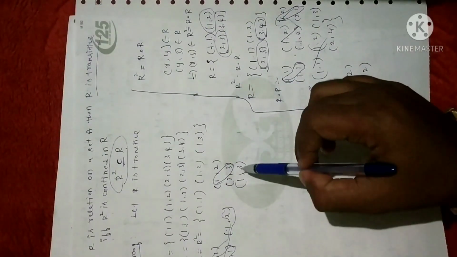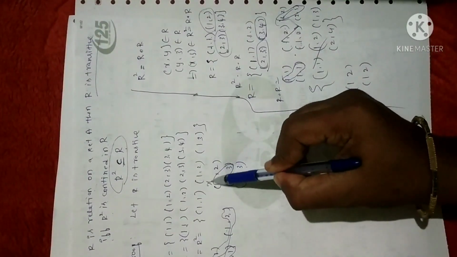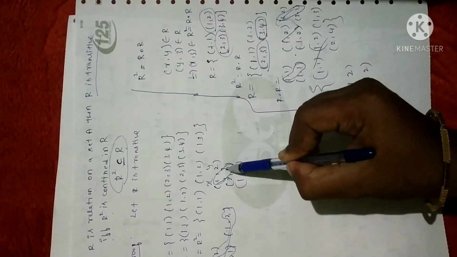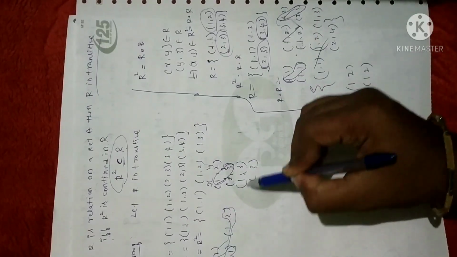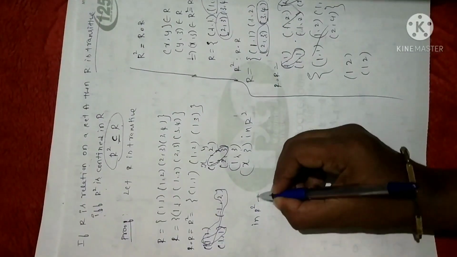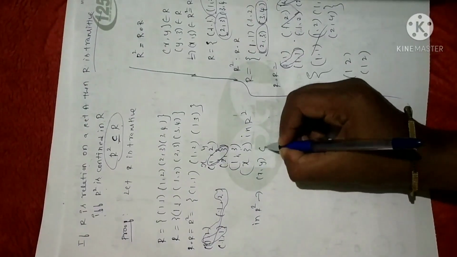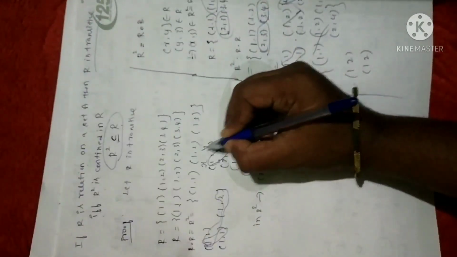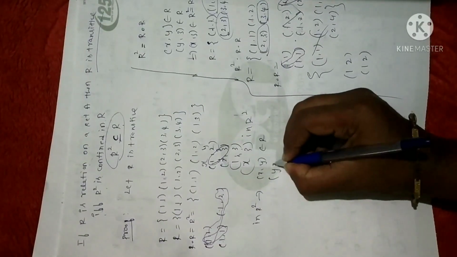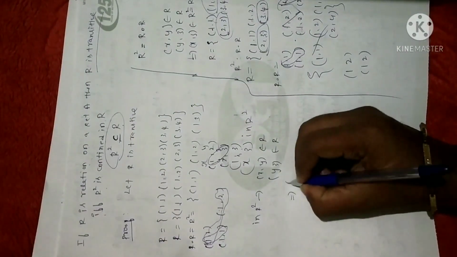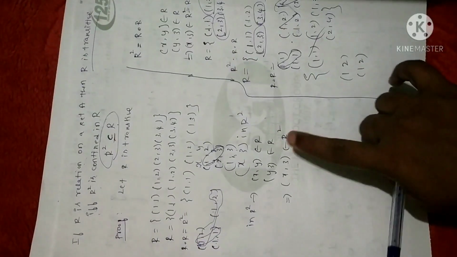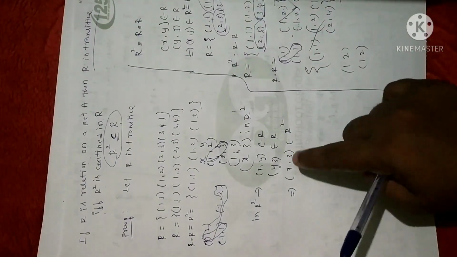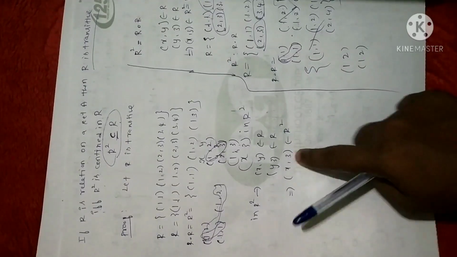You can observe it here itself. Suppose let me take (x,y) and (y,z). If (x,y) and (y,z) are there, I have to write (x,z) in R square. So remember, in R square, if (x,y) is in R and (y,z) is in R, this implies (x,z) should be in R square. I have clearly told you this in the previous module also. You just go through it once.